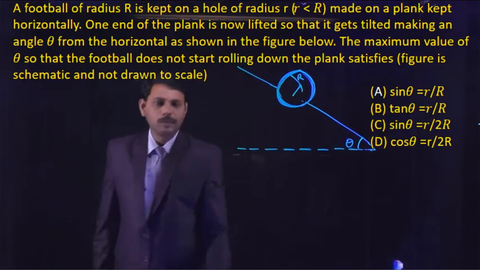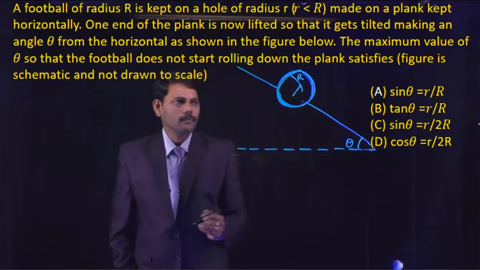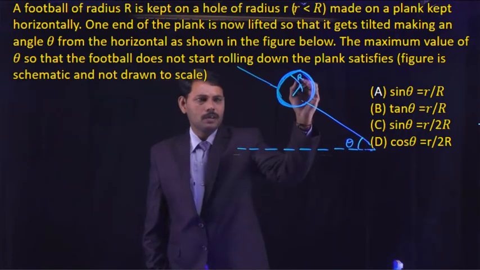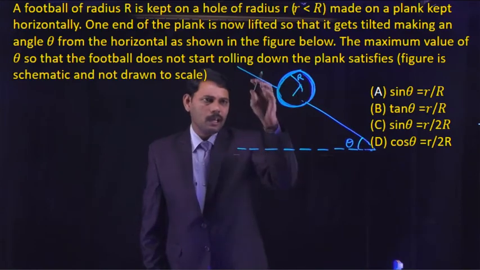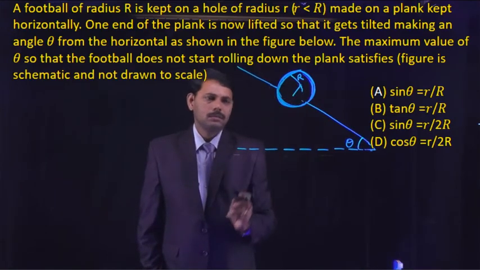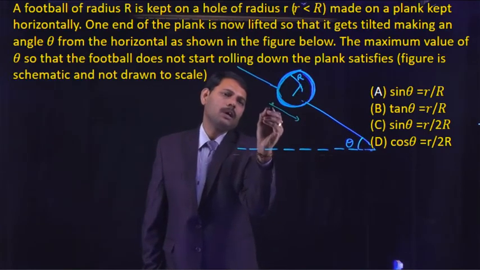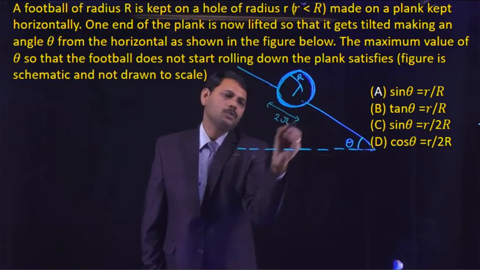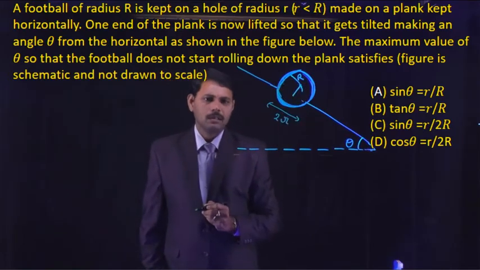Here, students, this is a football of radius capital R as shown in the diagram. This is the football of radius capital R, kept on a plank. The plank has a hole. The diameter, this length, is 2r. It is also given in the data. This length is 2 small r. The radius of the ball is capital R.